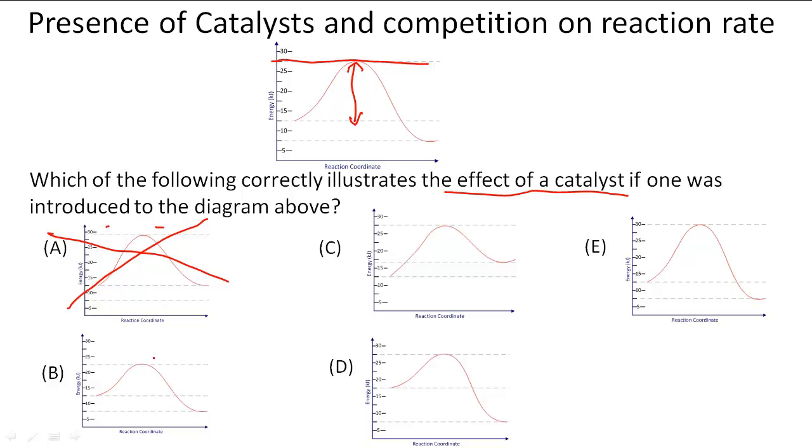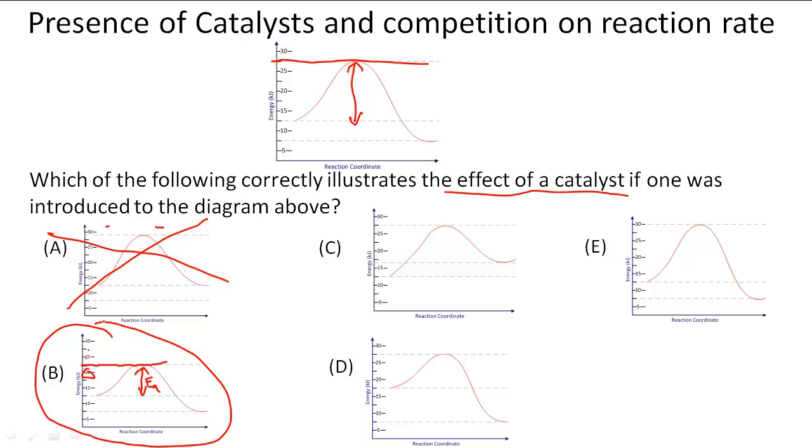So we can see that B, though, is between 25 and 20. So here, the activation energy, we also have to make sure that it starts at the correct potential energy that it had before. So we see that this activation energy is smaller. So B is actually the answer to our question.